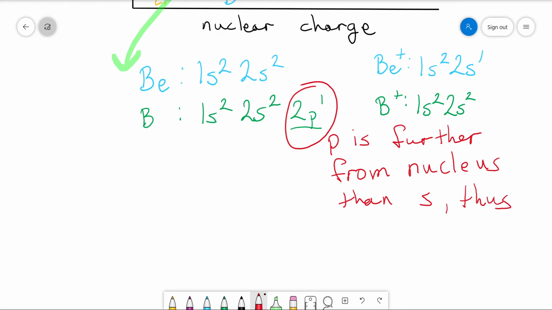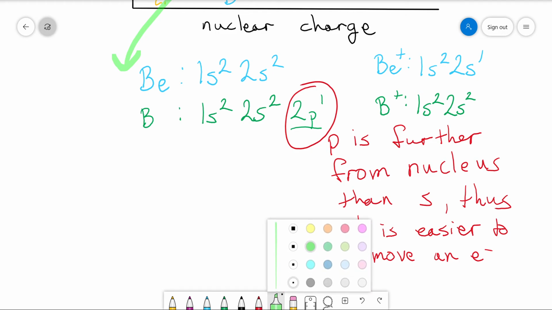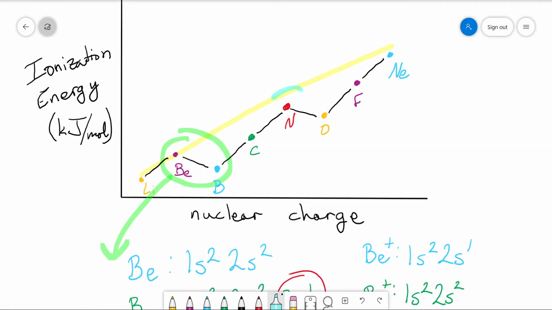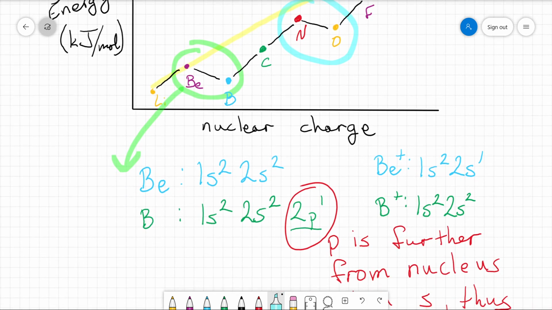Thus, it is easier to remove an electron. And that's all it is. The 2p is further from the nucleus, so that electron just comes off with less energy than what we would expect. Okay, pretty simple. So now let's go back up to our graph, and let's deal with the next exception, the next anomaly, and that's that nitrogen-oxygen anomaly.